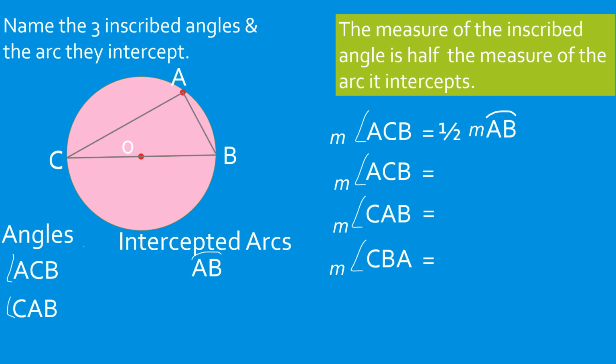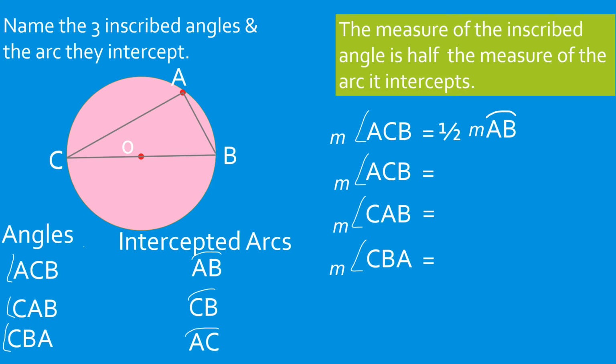Okay, next we have angle CAB. So A, you just look at the middle, because these two letters can interchange. Look at the middle, so that's the angle here. And it intercepts the arc CB, which is half of the circle. And the other one is angle CBA. So this is the angle, and trace the endpoints of the chord, and that is the arc that intercepts this angle. That is arc AC or CA.